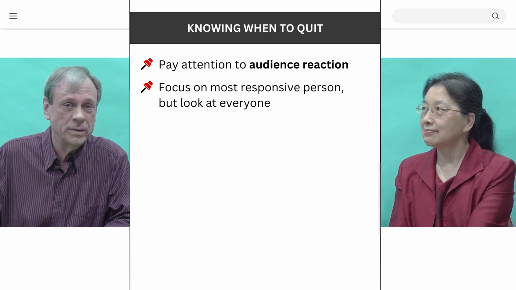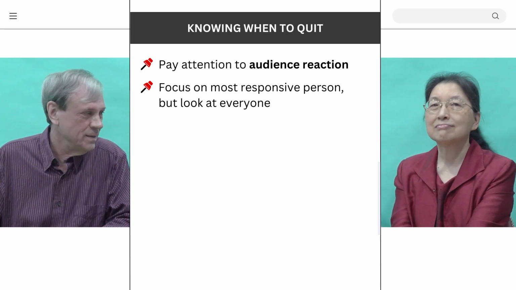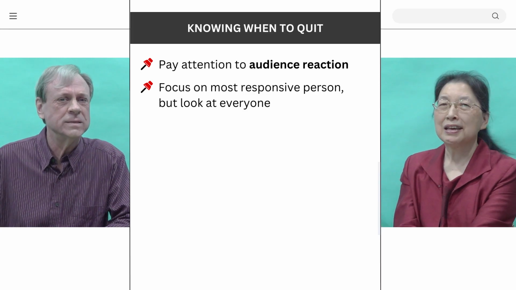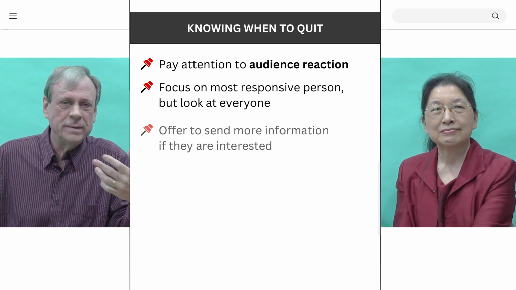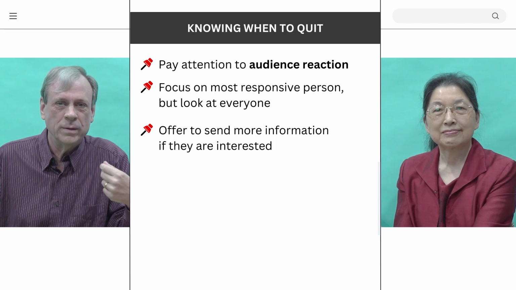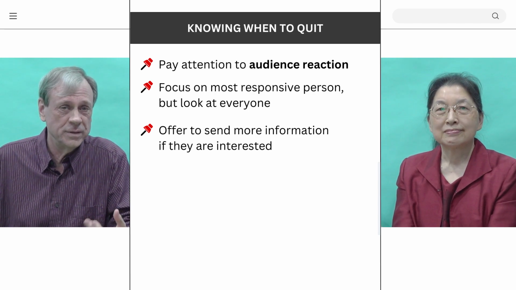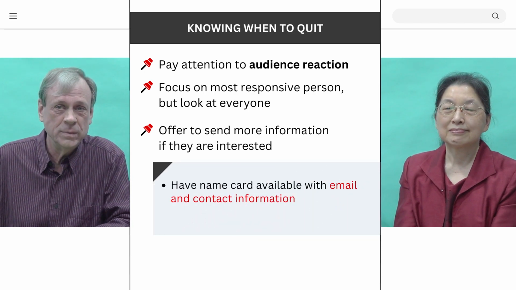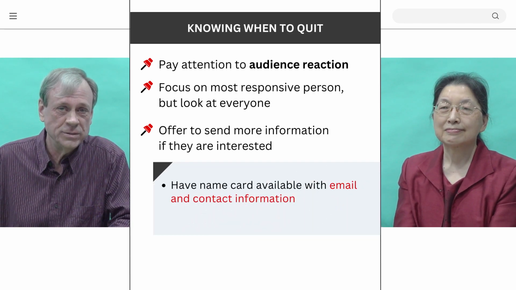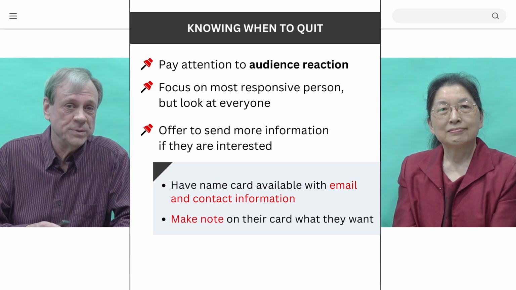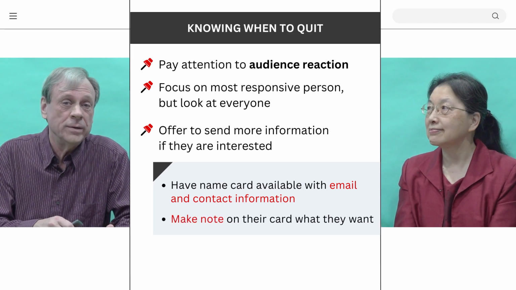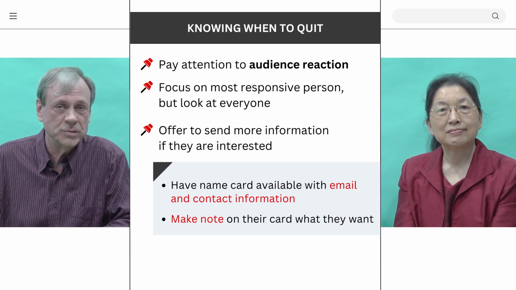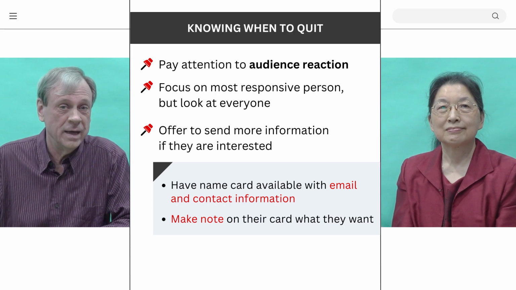Because just like a night market, a crowd attracts a crowd. If there are people there, other people will come and say, hey, what's interesting about this? And when you're interacting with someone, offer to send them more information if they're truly interested in your work. Have a name card available that you can give them with your email or contact information, and make note if they ask for specific information. You can write right on the card what it is that they're interested in. That's a quick way of keeping track. And make sure that you send it after that.